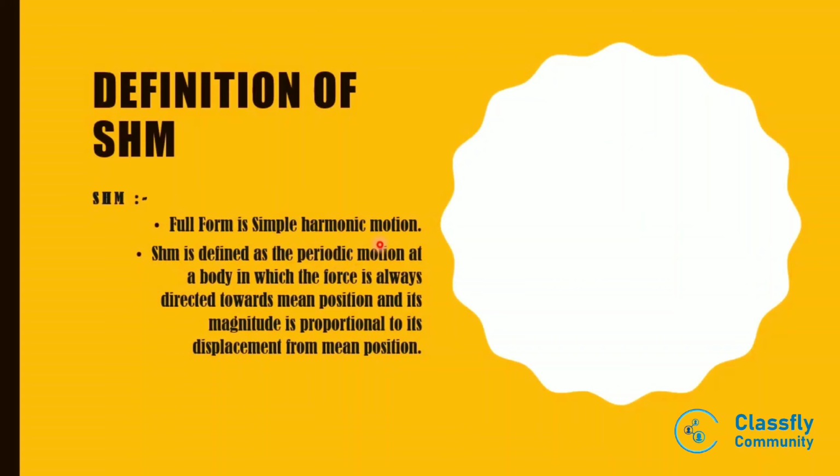That means it repeats, and in it the force is always directed towards the mean position and its magnitude is proportional to its displacement from the mean position. Now what does this statement mean? We know that SHM is of two types, that is linear SHM and angular SHM. So we need to know this sentence, then only can we understand these types also.